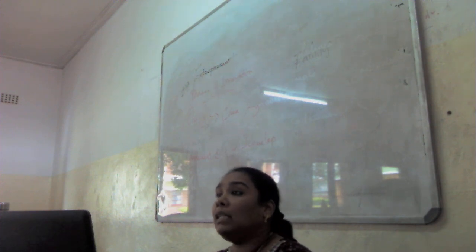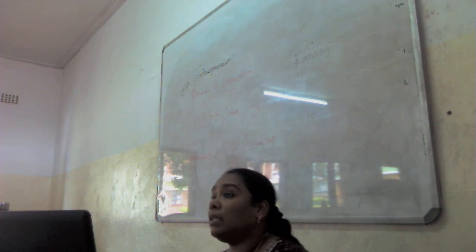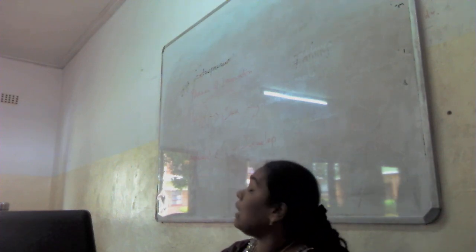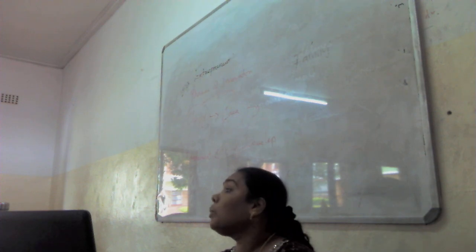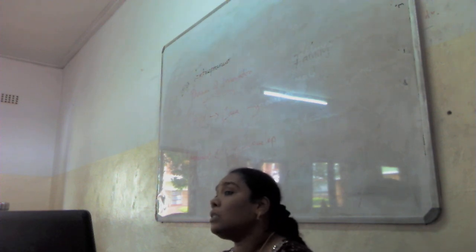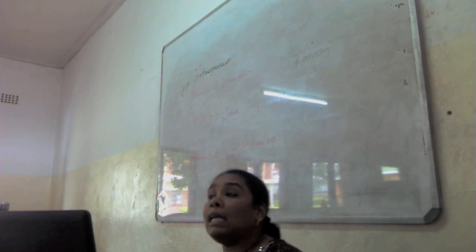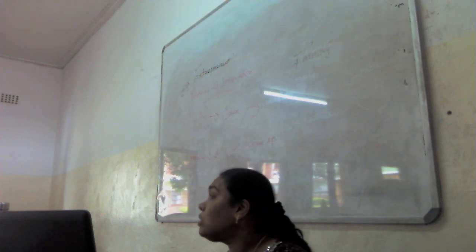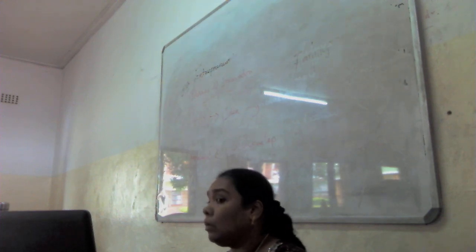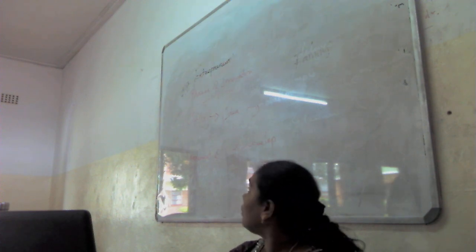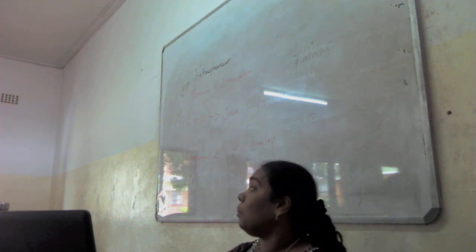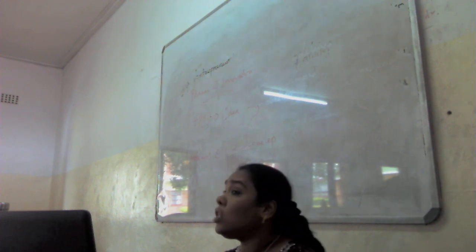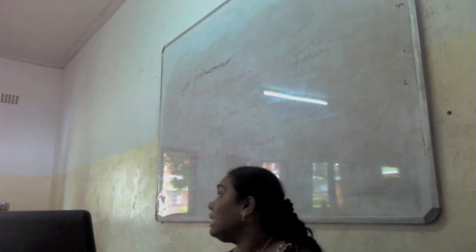After clarification, the second one is idea generation. The second phase is idea generation. It involves ideas to solve the problem. So in the first phase, you have identified the problem. In the second phase, what are you going to do? You are going to identify the solutions for the problem.